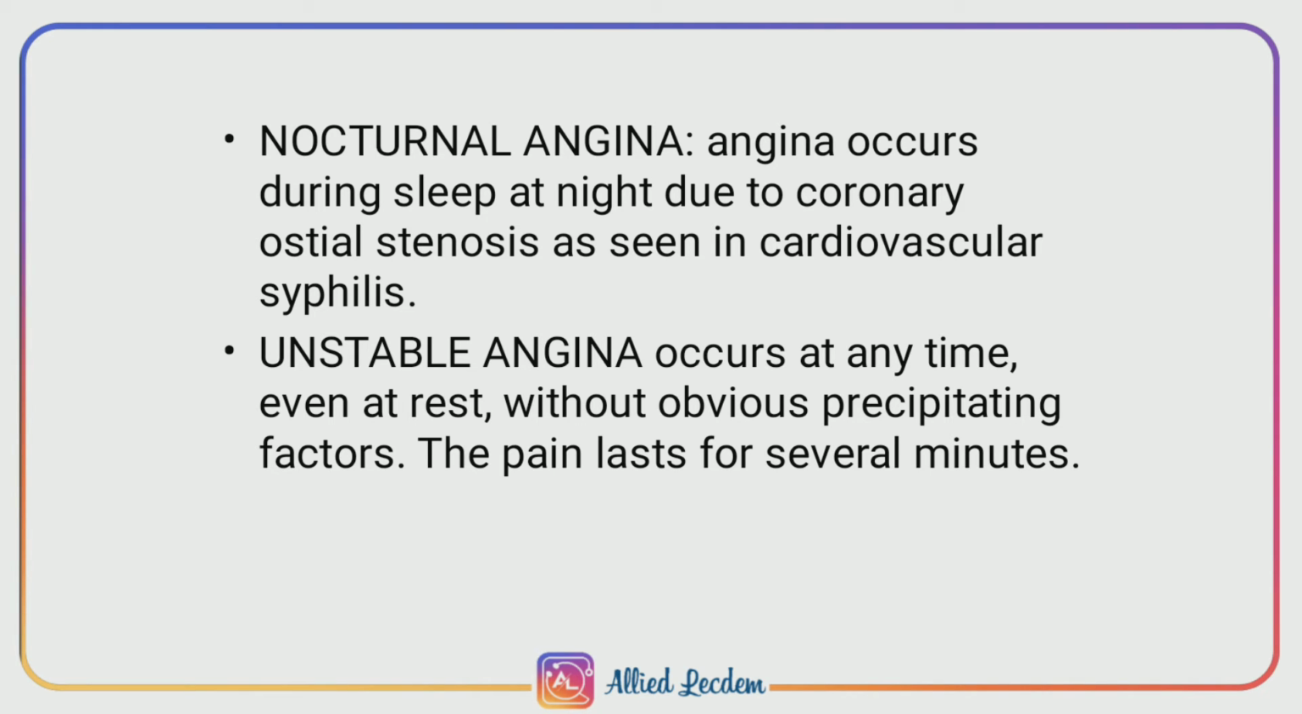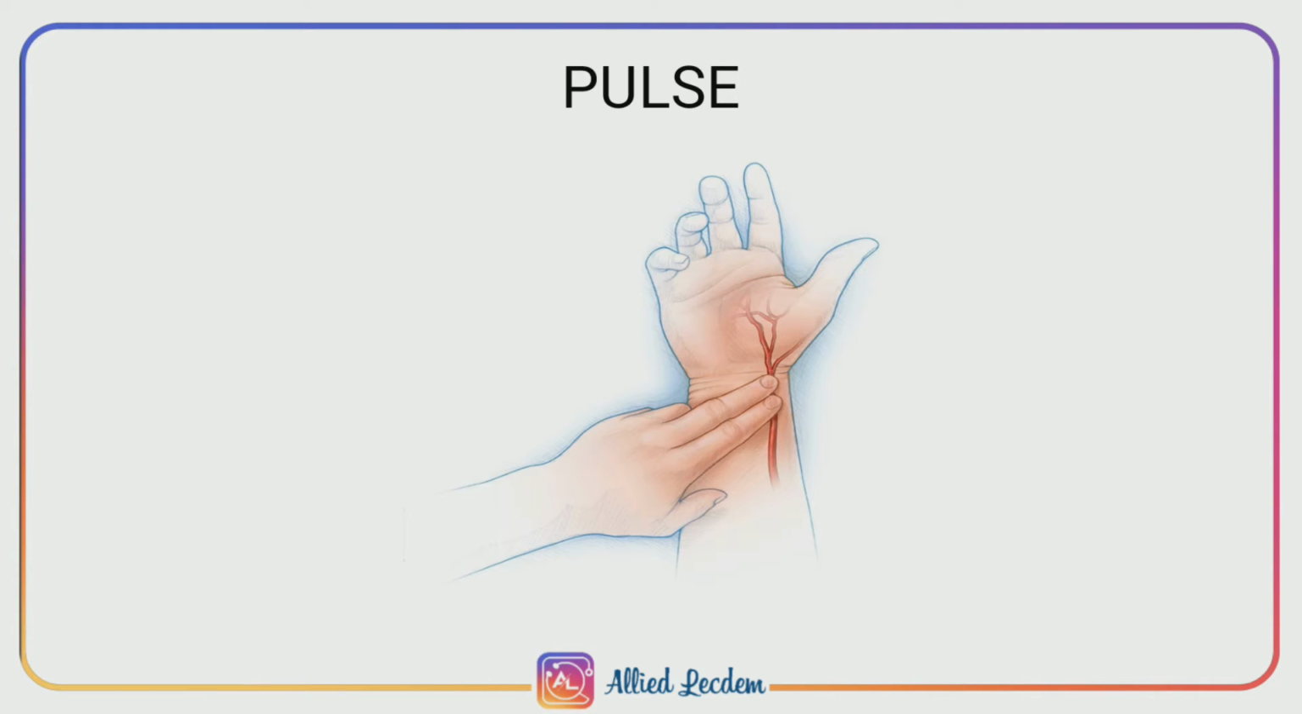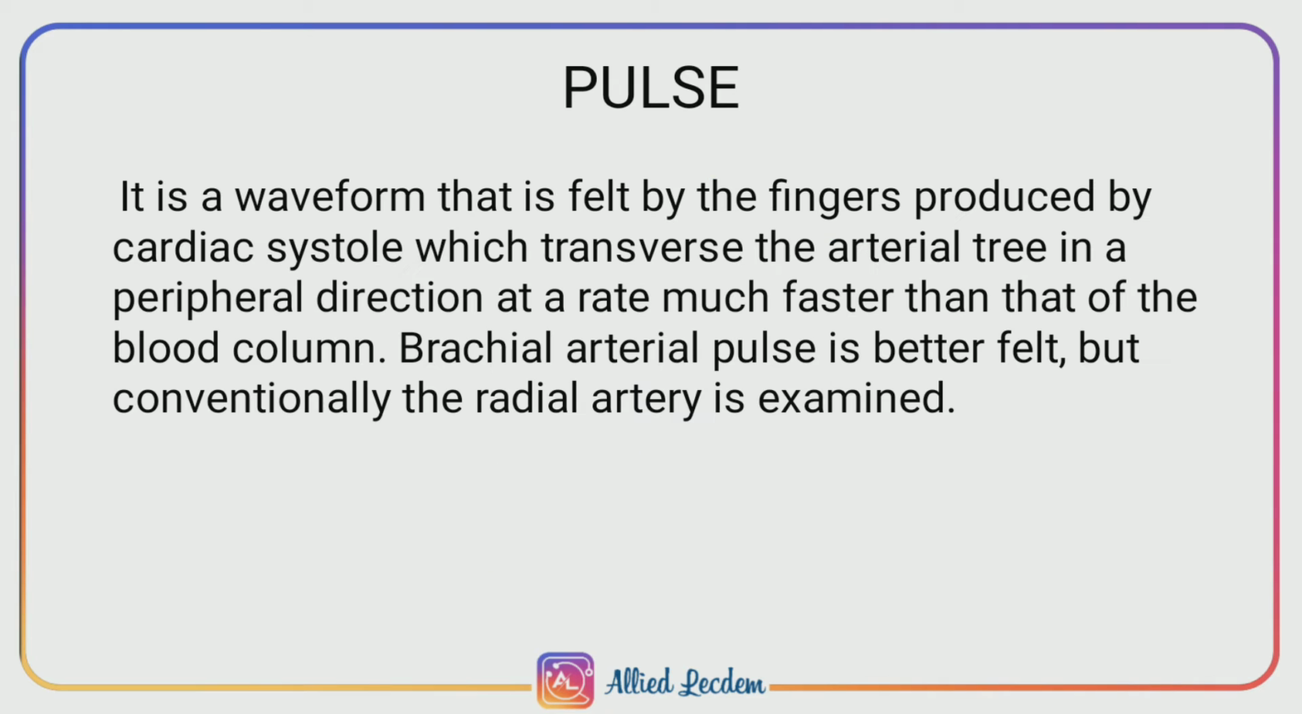Unstable angina. It occurs at any time, even at rest, without obvious precipitating factors, and the pain lasts for several minutes. Pulse. It is a waveform that is felt by the fingers, produced by the cardiac systole, which transfers along the arterial tree in a peripheral direction at a rate much faster than that of the blood column. The brachial arterial pulse is better felt, but conventionally the radial artery is examined.